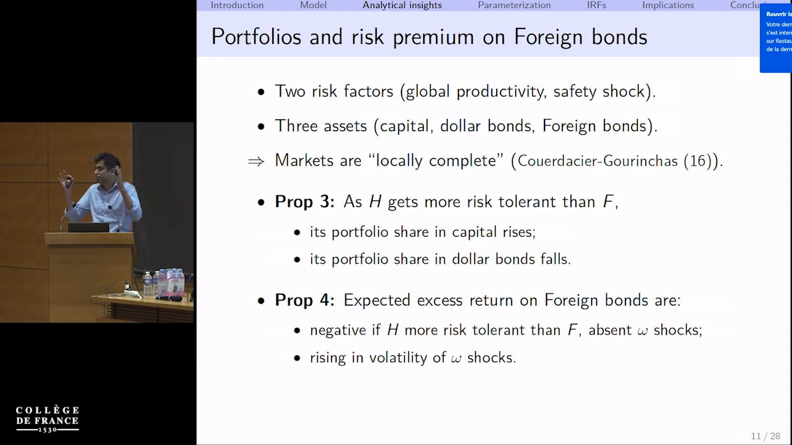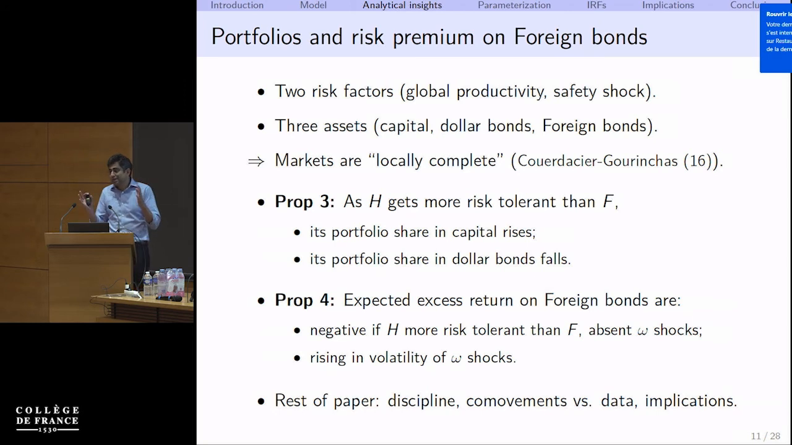This is the so-called reserve currency paradox of Gourinchas, Rey, Govillot, or Maggiori. In our model, the addition of safety shocks can reverse that, because with those safety shocks, the dollar now appreciates in bad times. And so ex ante, you will have a positive risk premium on foreign bonds versus dollar bonds if those omega shocks are big enough.